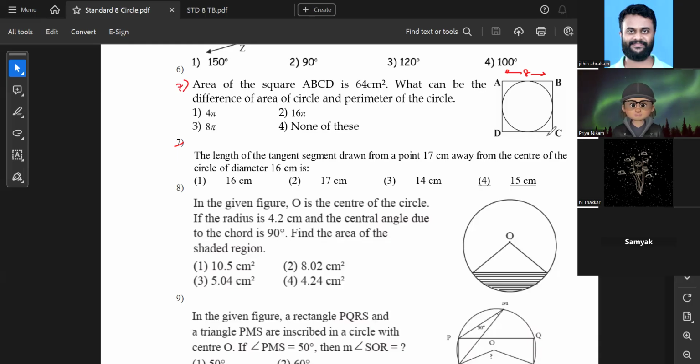Okay, so if the side is 8, which means the diameter is 8, which means the radius is 4. Now, since the radius is 4, the area is pi r square, that is, pi multiplied by 16. And the perimeter is pi into diameter, that is nothing but pi into 8. The difference between them is 8 pi. Your answer is option 3. I hope this is clear.